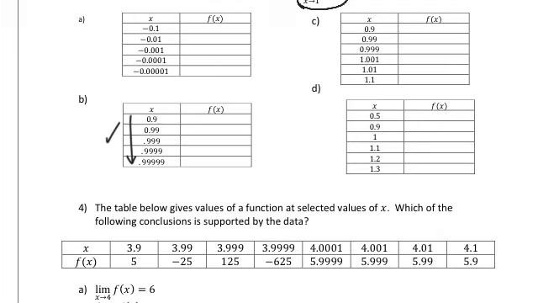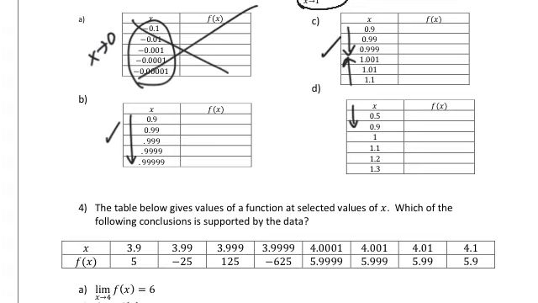In this table right here, I'm also approaching 1, right? From both sides here, it looks like. So this one's okay. This one is approaching, looks like 0, right? So it's not approaching 1. So I can just eliminate that one. This one is approaching 1 also, right? So the approach, you got to look at all the numbers in the table.